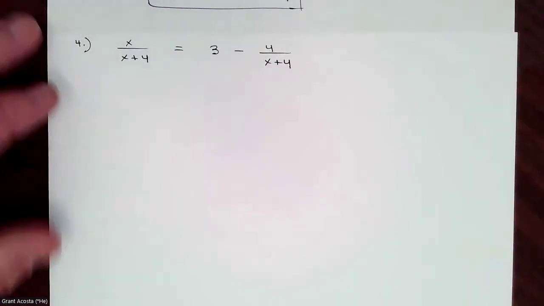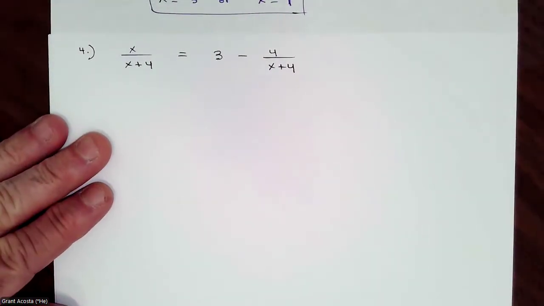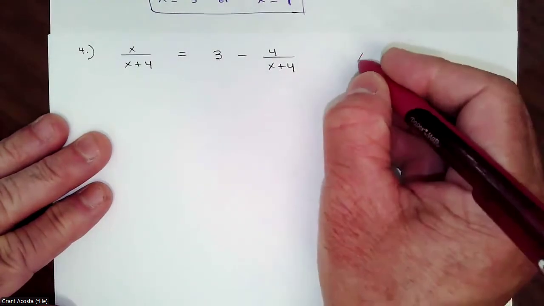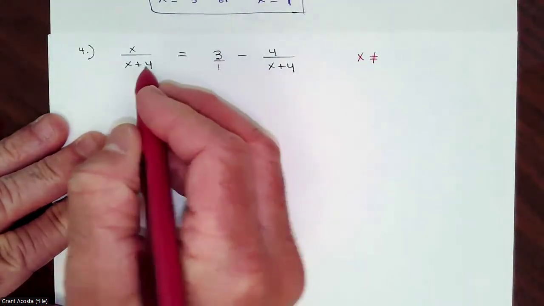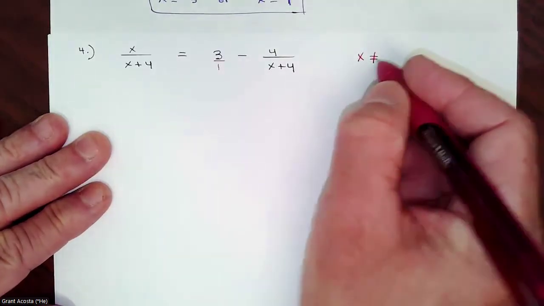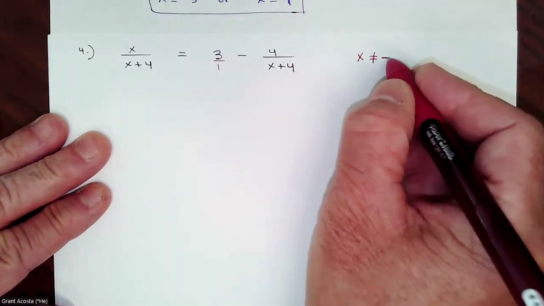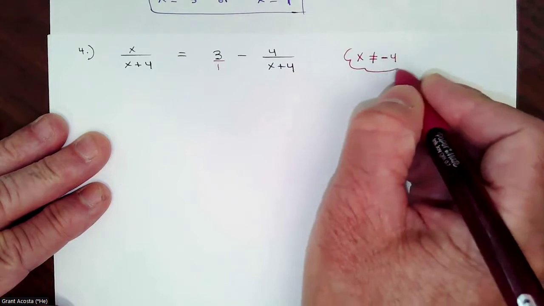Next example, restricted value. 3 is just over 1, so it's the same denominator on both of those. And what would make that denominator 0 is negative 4. x cannot be negative 4.